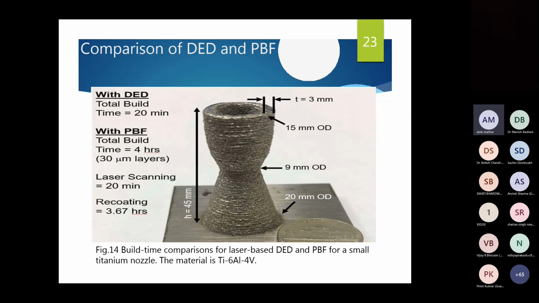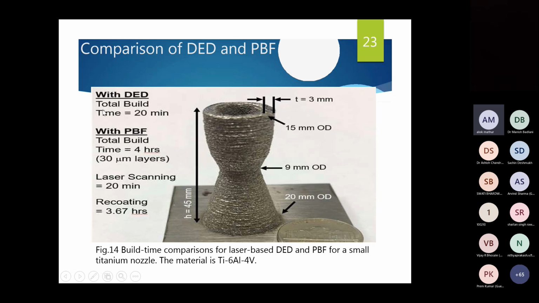If we compare these two methods, PBF and DED, direct energy deposition, comparisons are there for a small titanium nozzle. The material is the same, Ti, titanium, aluminum and vanadium alloy. Outside diameter is 20 mm here, this diameter is 9 mm, and the top is at 15 mm.